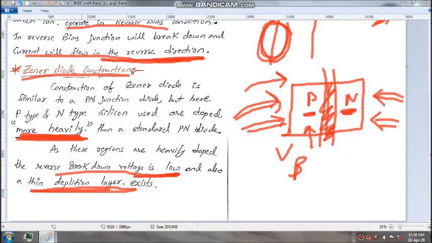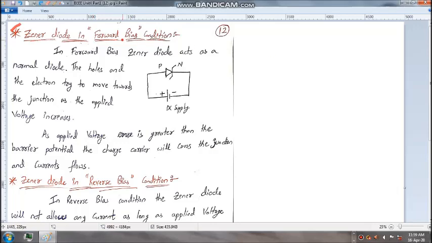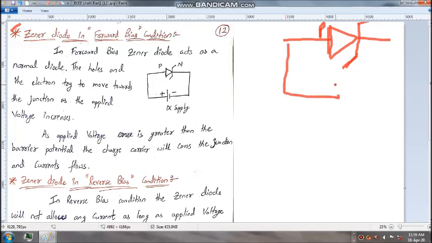Next, moving on to the next concept, biasing of a Zener diode. So what is biasing? Applying a voltage or exciting an electrical component with an electrical excitation. It can be AC or DC. Here we are exciting with a DC supply. Forward biasing means the P type is connected to the positive plate and the N type is connected to the negative plate. This is a simple circuit diagram for a Zener diode in forward bias condition.